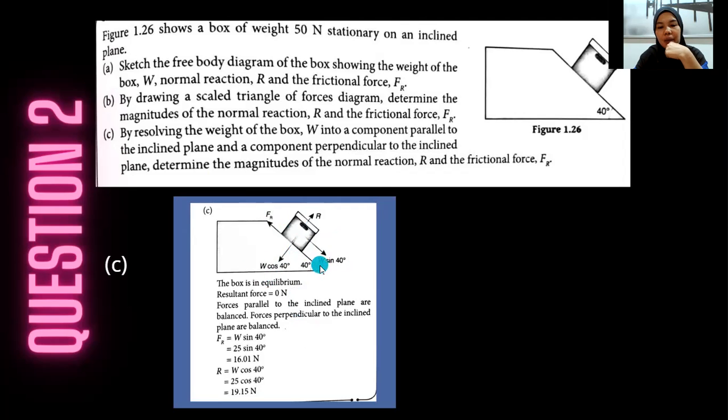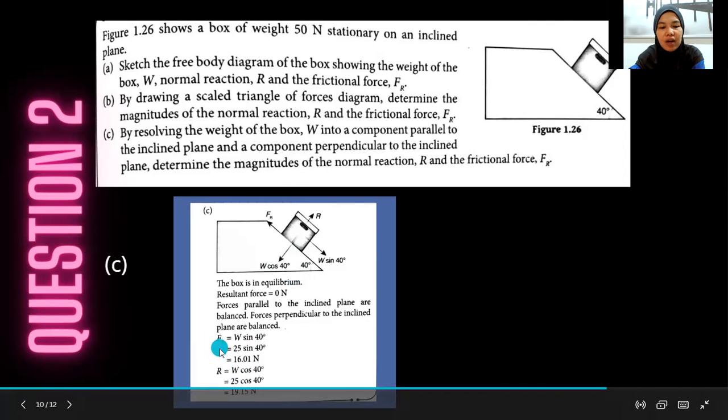Weight, you will get W sin 40. How will you get W sin 40? You have to draw the triangle. From the triangle before, you will find W sin 40 for the x axis and W cos 40 for the y axis. So frictional force FR is equal to W sin 40. R is equal to W cos 40. Easy. Make sure you understand.